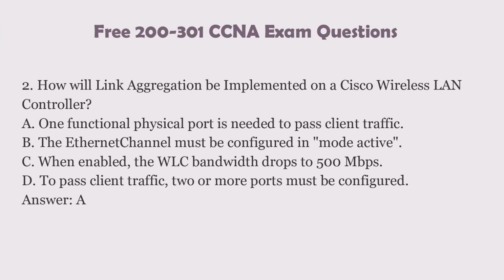2. How will link aggregation be implemented on a Cisco wireless LAN controller? A. One functional physical port is needed to pass client traffic. B. The Ethernet channel must be configured in mode active. C. When enabled, the WLC bandwidth drops to 500 megabits per second. D. To pass client traffic, 2 or more ports must be configured. Answer: A.